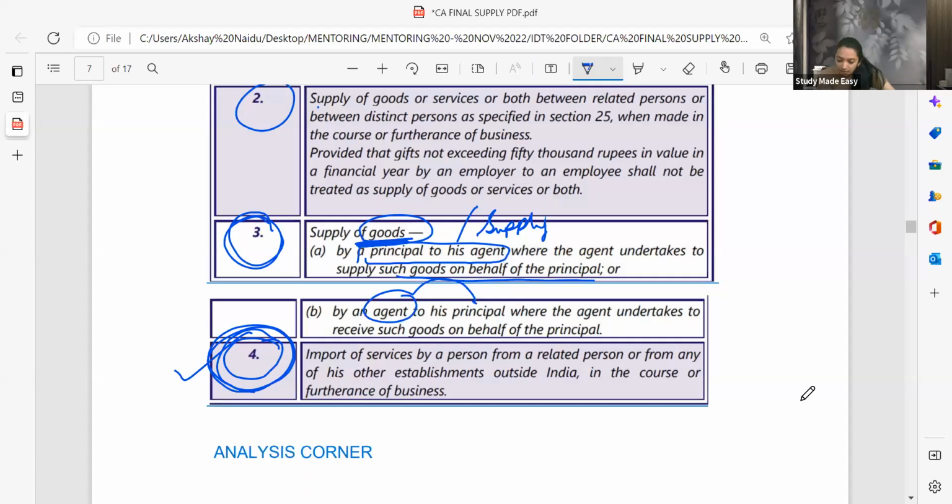What is the logic behind this and who is the agent here? Supply of goods by a principal to his agent or supply by an agent to his principal. That is what, if without consideration, that is what, nothing, that is your supply. But here we have to understand who is the agent.